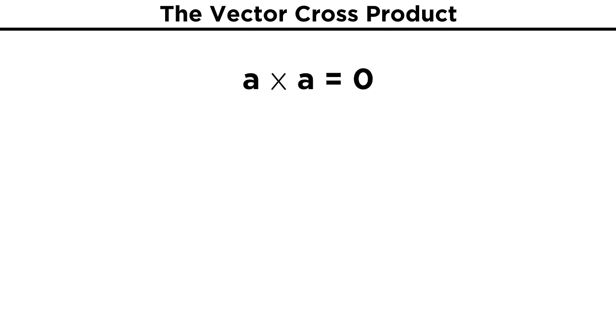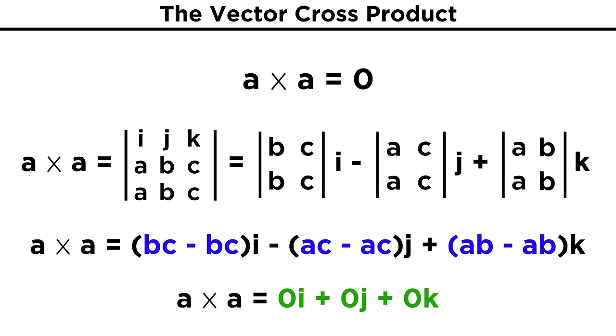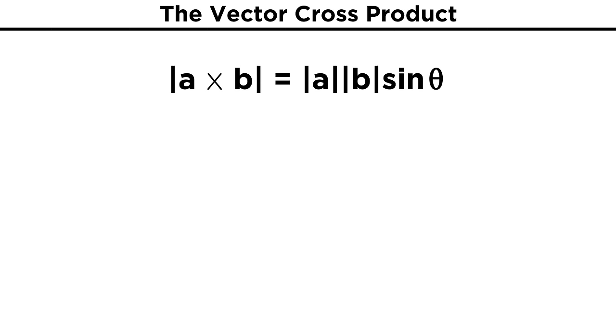There are a few other key points to understand about cross products. First, if you take the cross product of a vector and itself, like A cross A, you will always get zero. This will be easy to prove to yourself if you work out the determinant just as we did before and see that all the terms cancel out. Also, we can make the following statement about the length of the cross product vector. The magnitude of A cross B is equal to the magnitude of A times the magnitude of B times the sine of the angle between them.